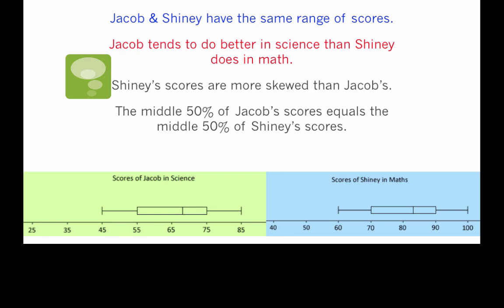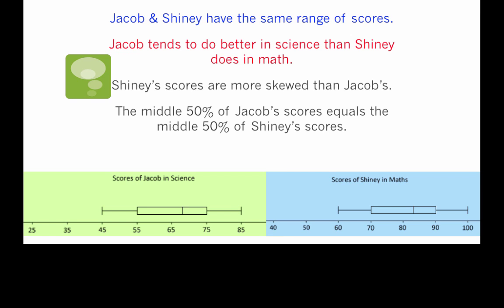The distance between the minimum and Q1 is about 10 for Jacob. What about Shiny? Distance of her minimum to her Q1, also about 10. Okay, well, that looks the same. And what about the distance between Q1 and Q2 for Jacob? That looks to be 55 to about, what did we say before, about 68. It's a distance of about 13 points. And what about Shiny's math scores from Q1 to Q2? 70 to about, what did we say earlier, about 83, so about 13 units as well, okay? So far they're the same.